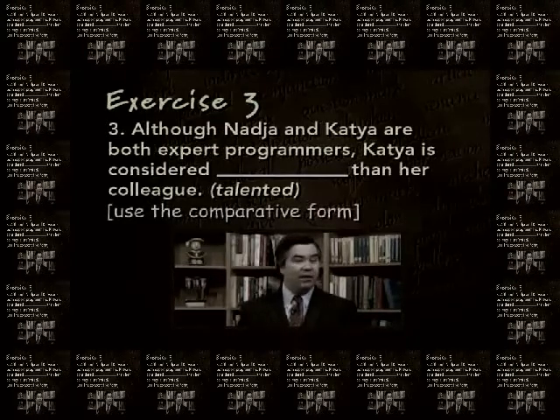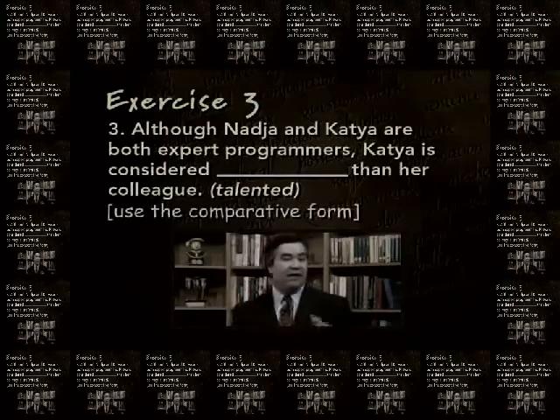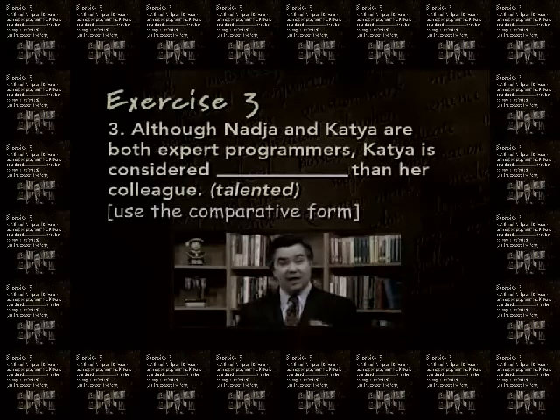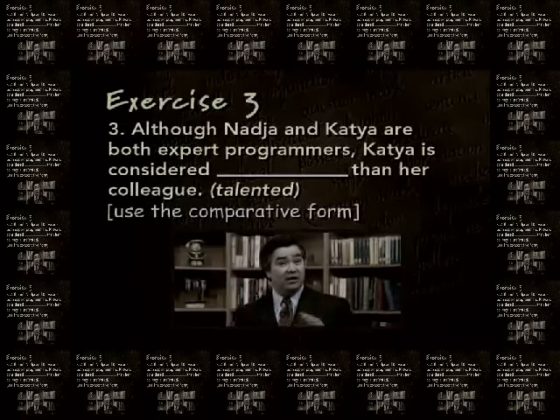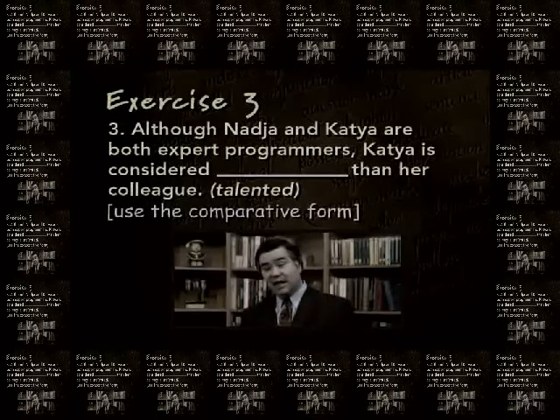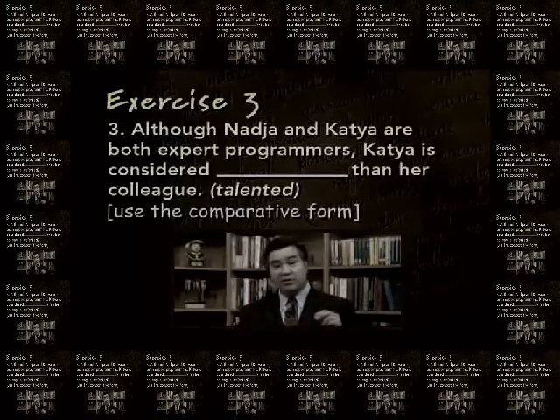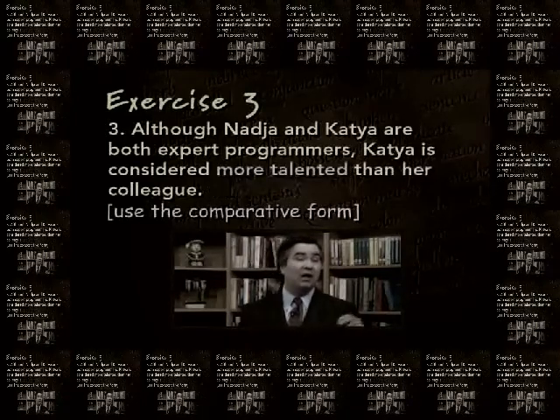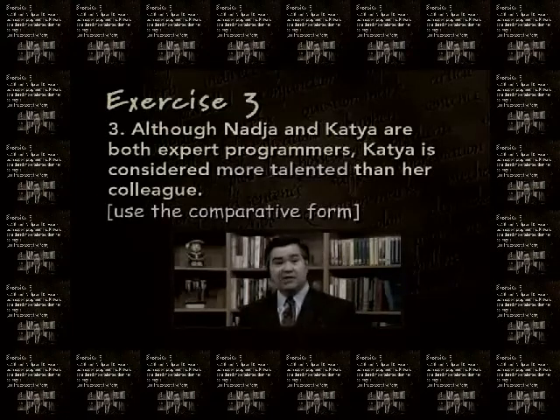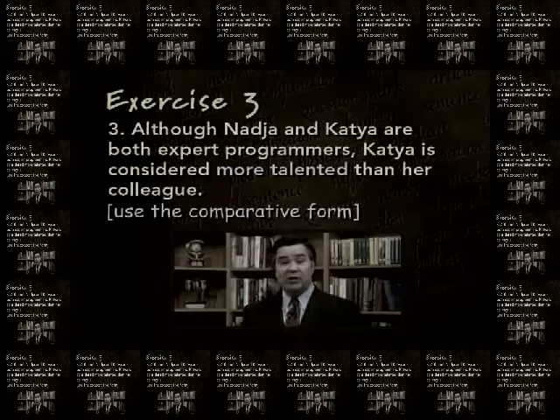Now, how do we form the comparative form of the adjective talented? Here we're dealing with a three-syllable word, talented. You can hear that there are three separate sounds in that adjective. So to form the comparative degree, rather than adding er at the end, we'll add the word more in front of the adjective. So the sentence correctly should read, although Nadia and Katya are both expert programmers, Katya is considered more talented than her colleague.